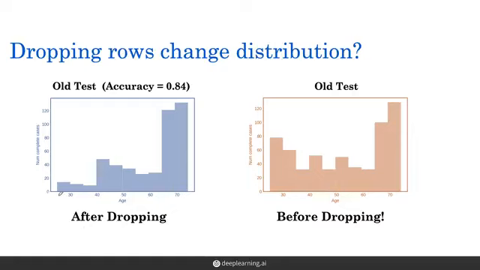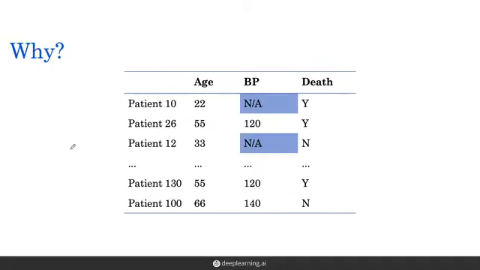So here's what it looks like after dropping, which is the same graph as the one we saw before, but here's what it's looking like before dropping. So we can see that there were a lot of young patients previously that after our dropping of cases with missing blood pressure measurements, we got to eliminating a lot of young patients. And why might this happen?